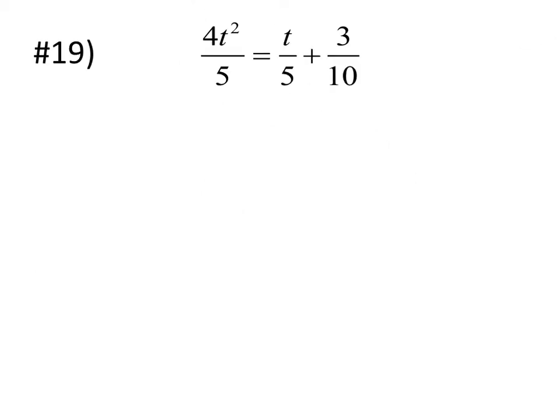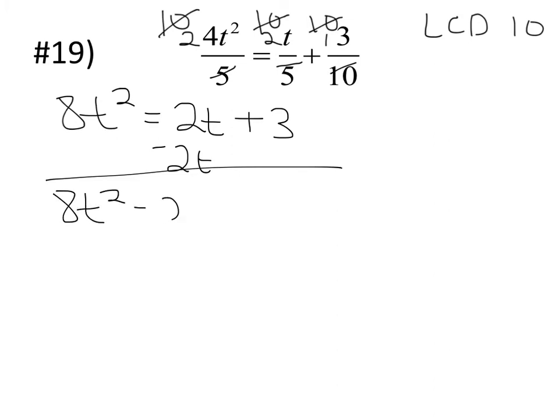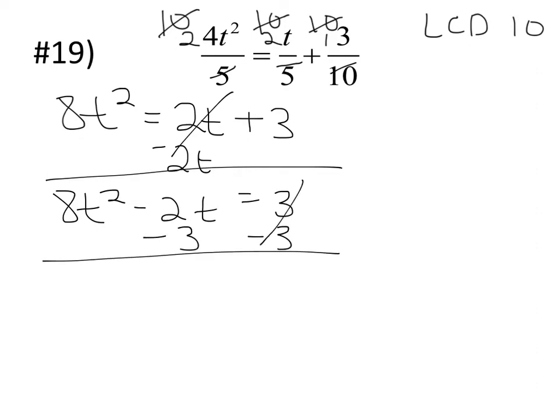Okay, same thing here. My LCD is going to be 10 on this one. So 10 gets multiplied by each piece. 10 divided by 5 is 2, 10 divided by 5 is 2, and 10 divided by 10 is just 1. So now when you multiply, you do 2 times 4t squared, which is going to give you 8t squared, and then 2 times t is going to give you 2t, and then 1 times 3 is going to give you 3. So now I'm going to subtract 2t from both sides, giving me 8t squared minus 2t is equal to 3, and then I'm going to subtract 3 from both sides, so my right side is equal to 0.